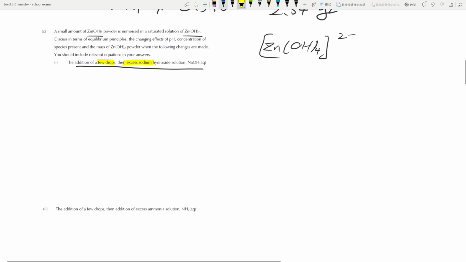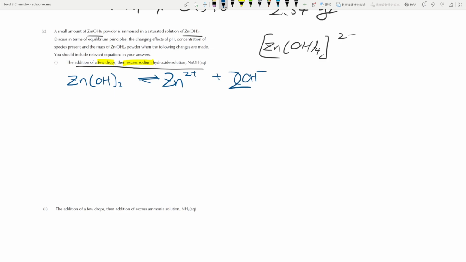So let's have a look at this. The first part that we need to do is understand we are dissolving zinc hydroxide. I'm just writing, this is not the full answer. I'm just going to walk over this. I'm not going to write the entirety of the answer. So this is the equilibrium. If I want to dissolve this particular thing in sodium hydroxide, you can see the hydroxide is a common ion.